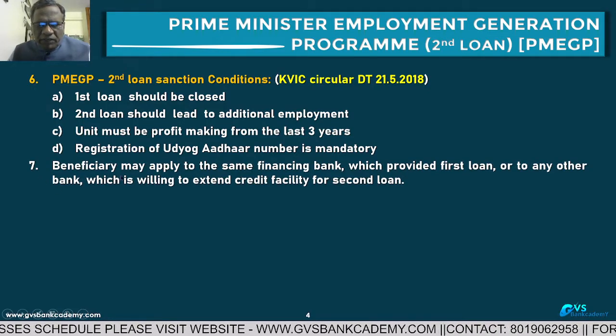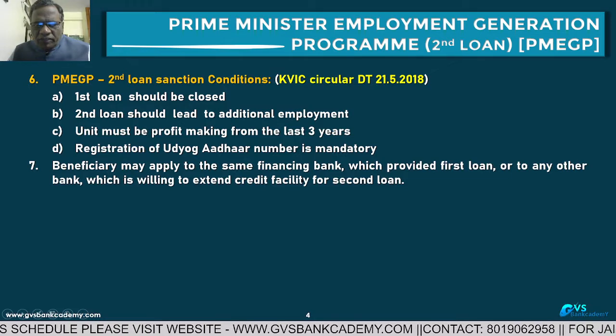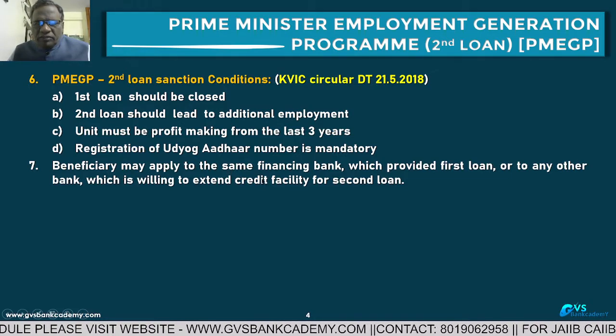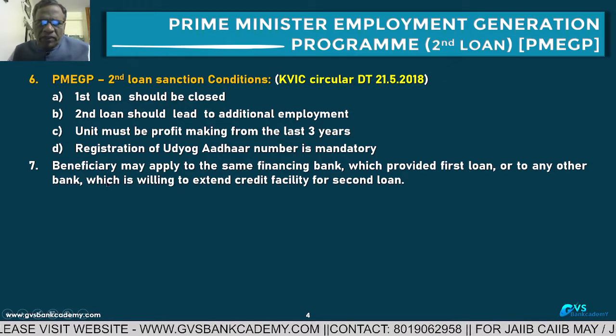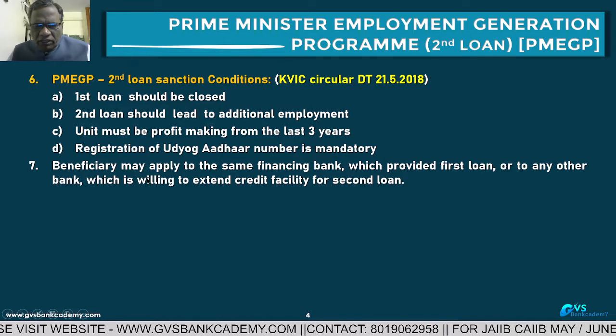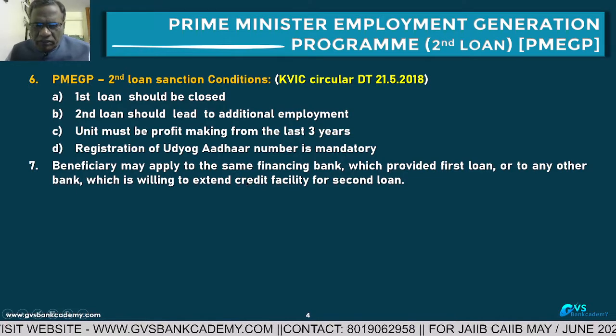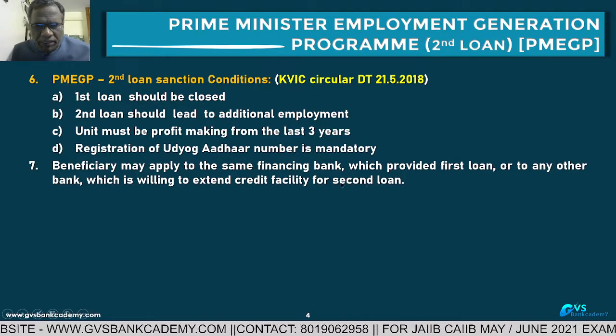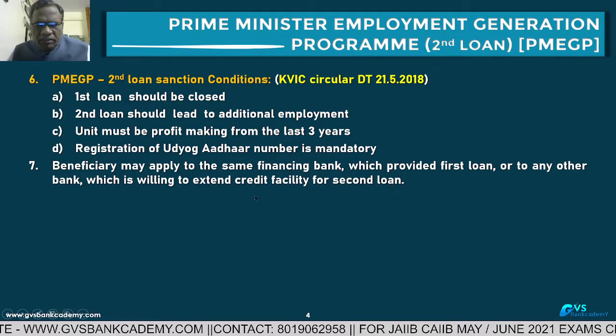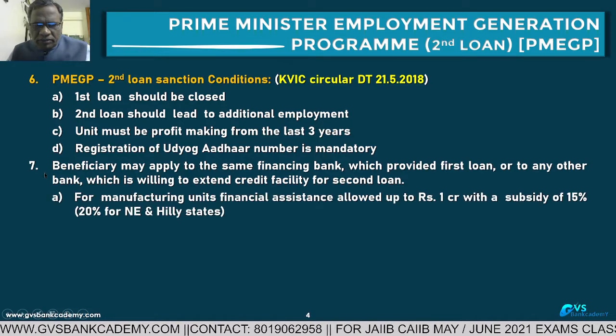Seventh point, the beneficiary may apply for the second loan either to the first financing bank which provided the first loan or to any other bank also. There is no condition on which bank you have to avail it from. It is at his interest, whether from the first financing bank or any other bank.